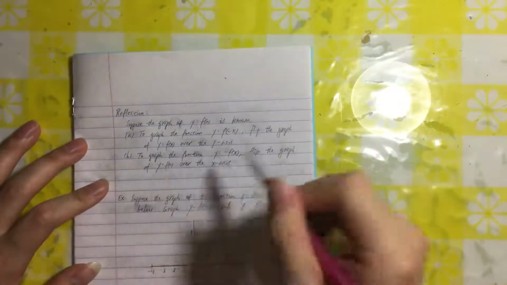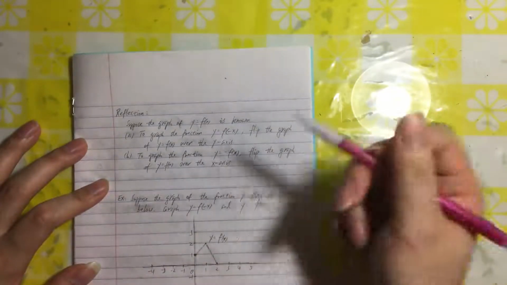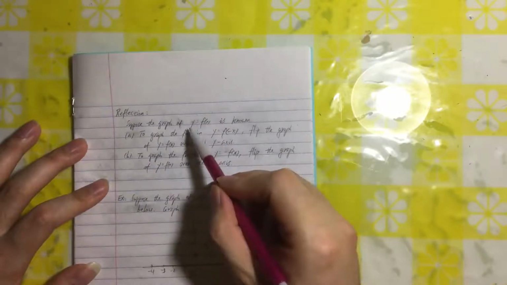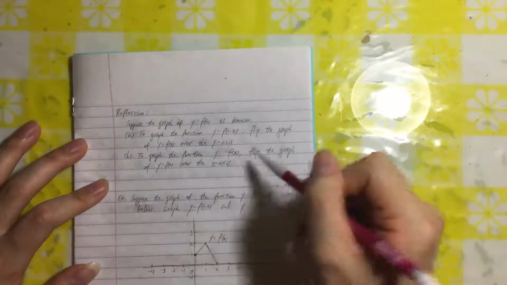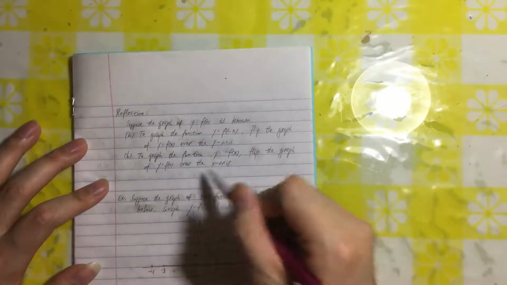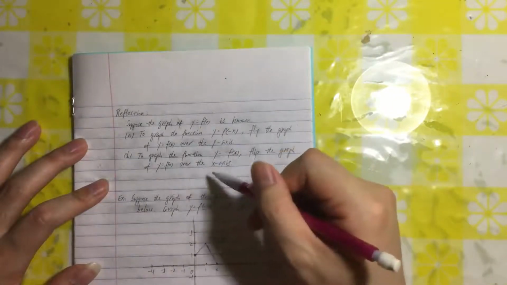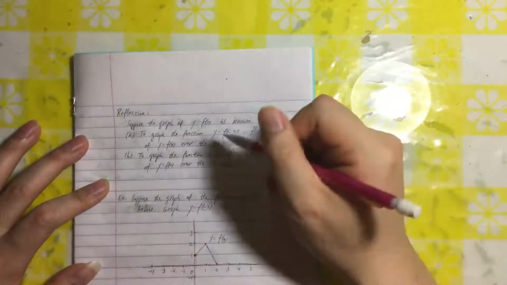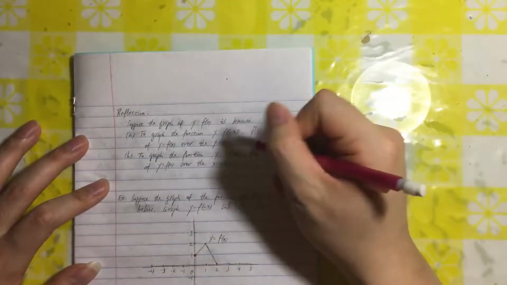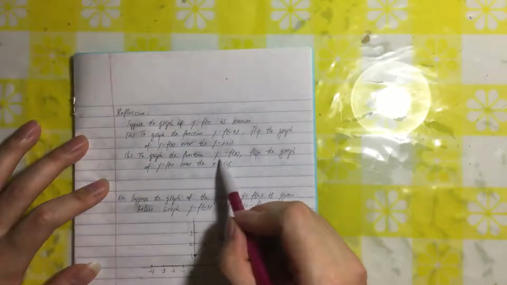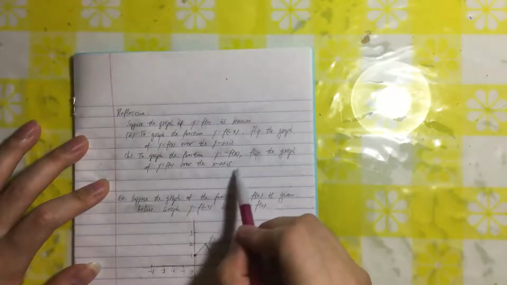To graph the function y equal to negative f of x based on the graph y equal to f of x, we flip the graph y equal to f of x over the x-axis, which means if I make the entire function negative, I flip the function over the x-axis. So if the negative sign is next to x, we flip the graph over the y-axis. If the negative sign is in front of the entire function, flip the graph over the x-axis.